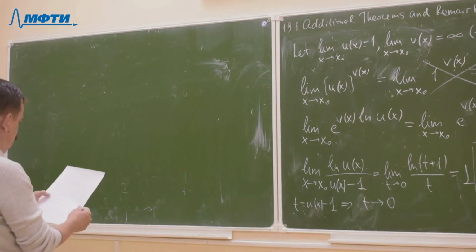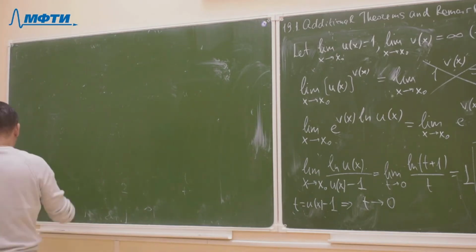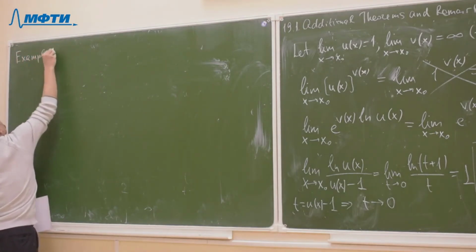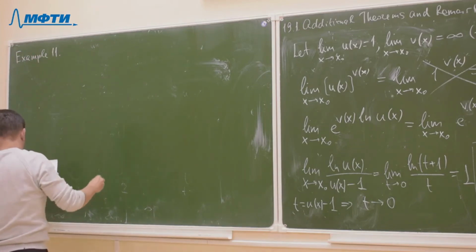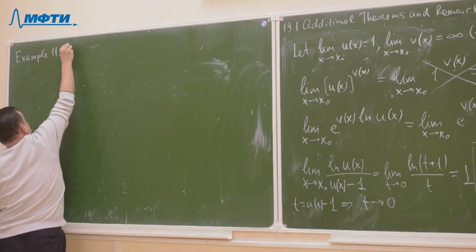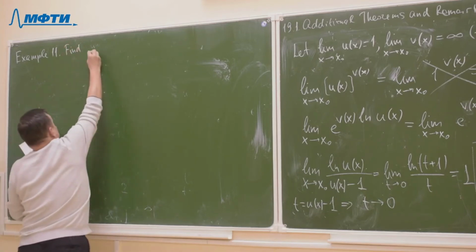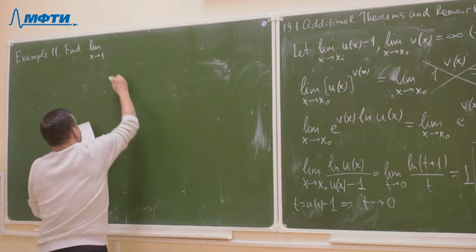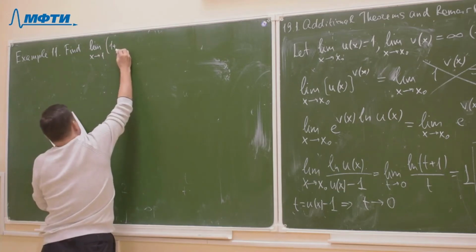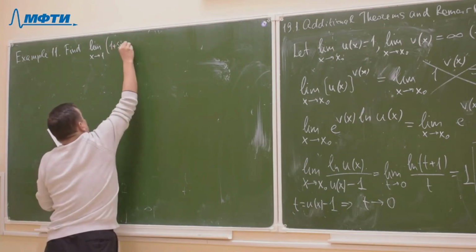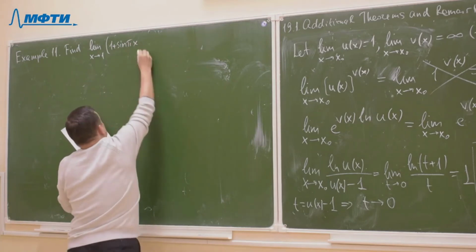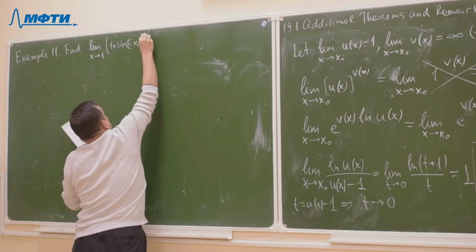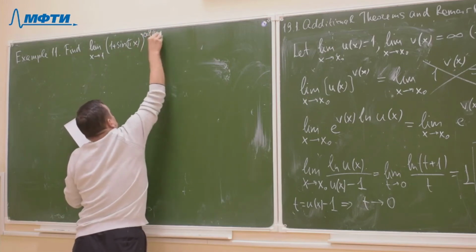Which we considered. Okay, example 11 now. Example 11. Find the limit as x tends to 1 of 1 plus sine pi x power cotan pi x. Okay.